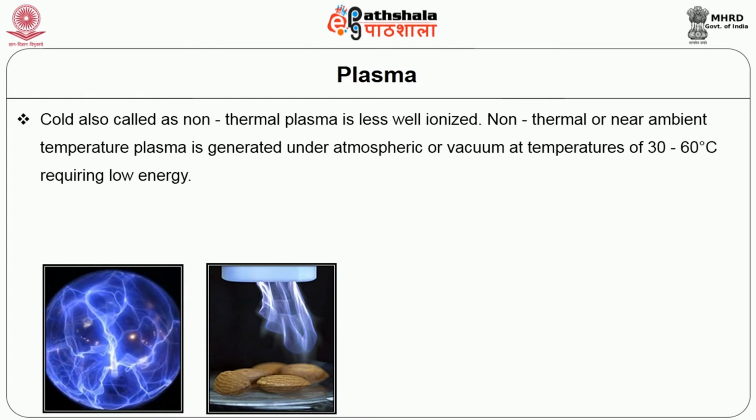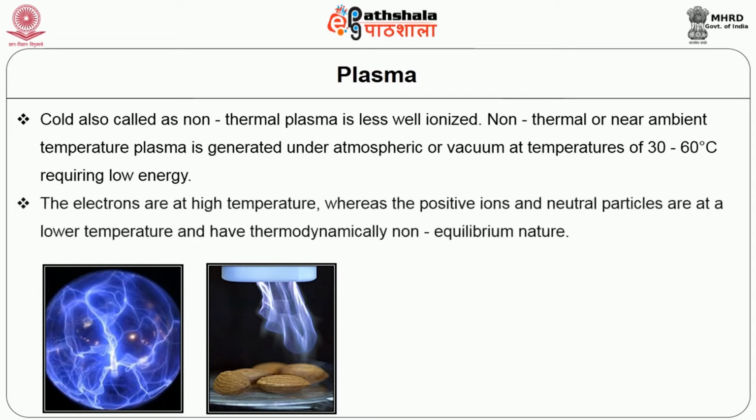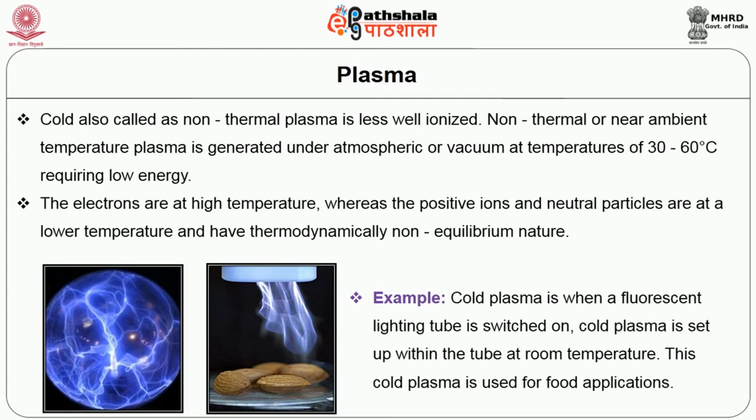Cold plasma, also called non-thermal plasma, is less well ionized. Non-thermal or near ambient temperature plasma is generated under atmospheric or vacuum conditions at temperatures of 30 to 60 degrees Celsius, requiring low energy. The electrons are at high temperature whereas the positive ions and neutral particles are at lower temperature and have thermodynamically non-equilibrium nature. An example of cold plasma is when a fluorescent lighting tube is switched on, cold plasma is set up within the tube at room temperature. This cold plasma is used for food applications.